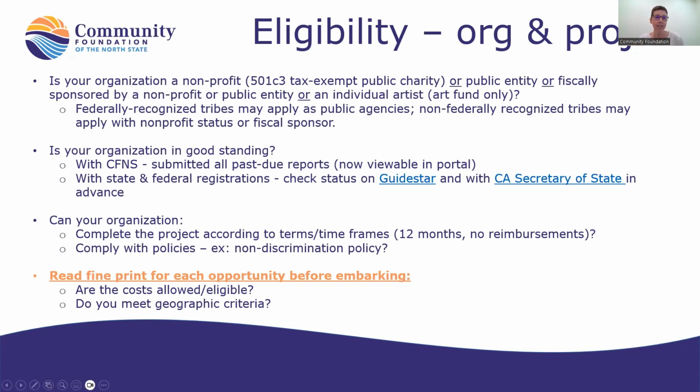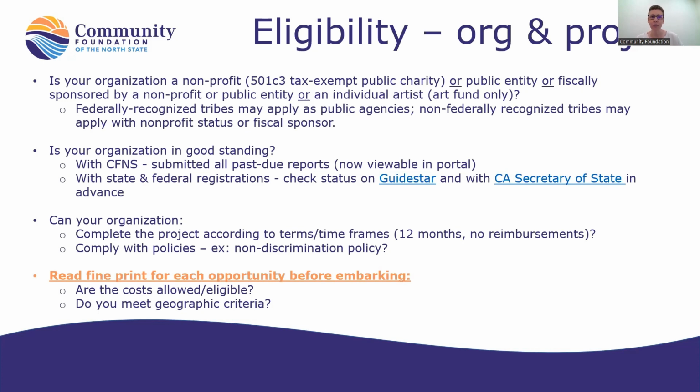Next, can your organization complete the project in accordance to the terms and timeframes? For the project-based grants, this is typically 12 months. We don't do reimbursements, so this would be 12 months following the acceptance of the grant award. For general support grants, this is just, can you spend the money in 12 months, which at the dollar amounts of around $2,500, we know you can. And can your organization also comply with the policies like our non-discrimination policy, which is stated at the bottom of each application?